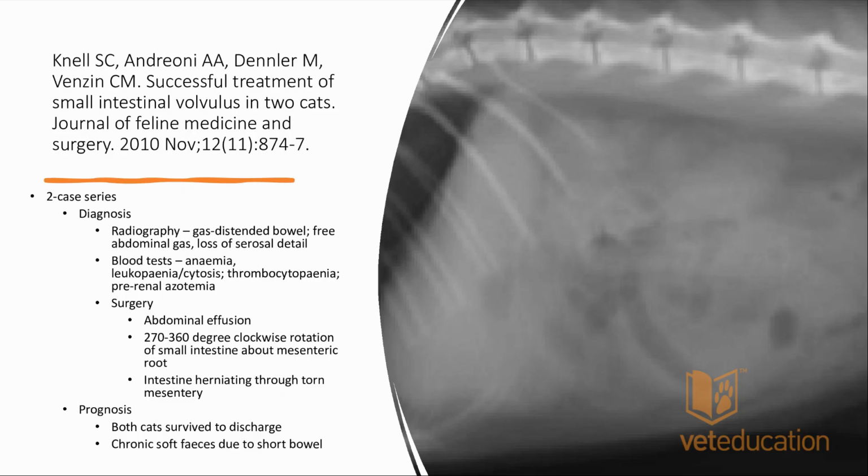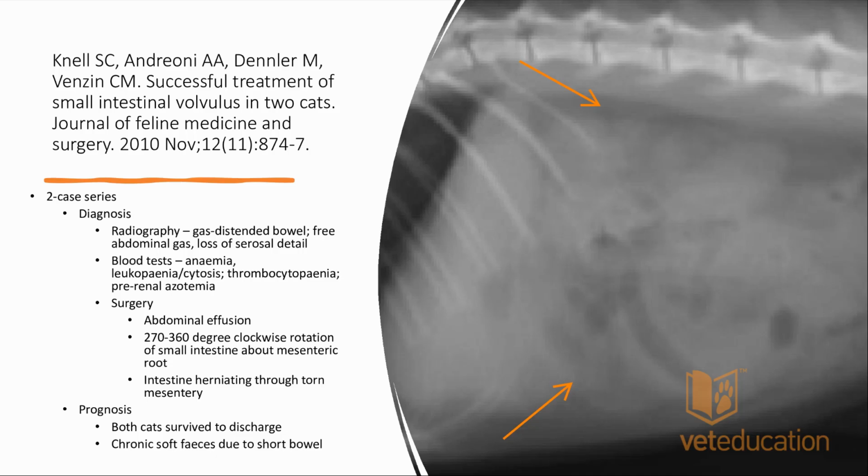Diagnosis, radiography. What they saw here was gas-distended small bowel and free abdominal gas. You see the free abdominal gas; I'm going to point to it with the arrow up here. This is this black shadowing in the retroperitoneal space here. And there's generalized loss of serosal detail in this radiograph. Not a nice clear film here. These cats were anemic, leukopenic in one and leukocytotic in the other. They were both thrombocytopenic and had pre-renal azotemia.